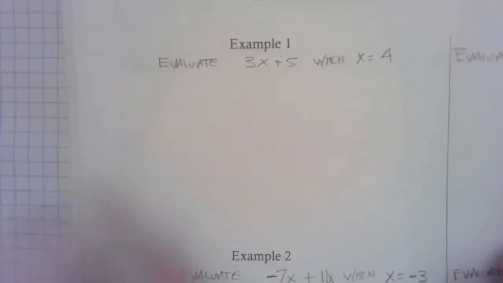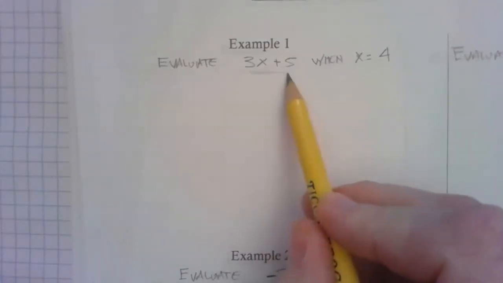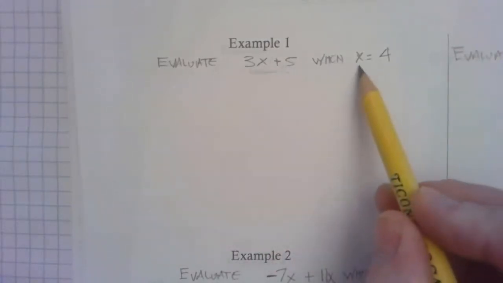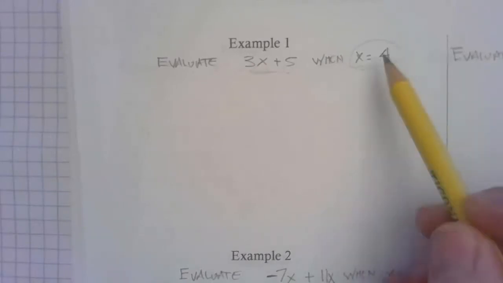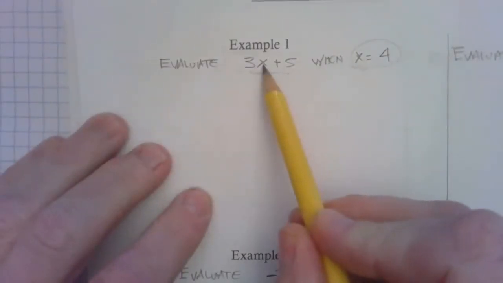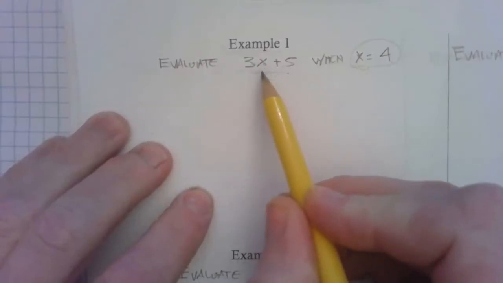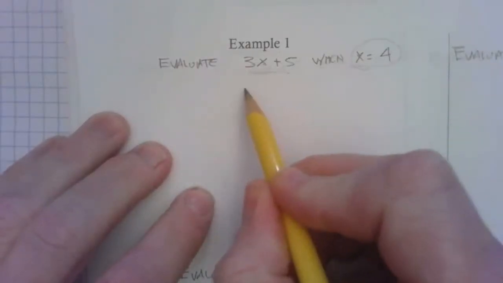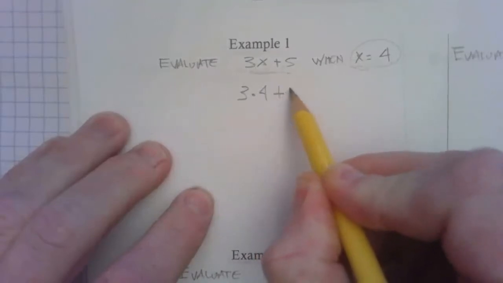So all we're doing when we're substituting, this one says evaluate this. In other words, figure out what this is when you plug in 4 for x. So literally you replace the x with a 4. Now you got to keep in mind that if two things are written next to each other in algebra, that means multiplication. So really what you're doing is 3 times 4 and then add 5.